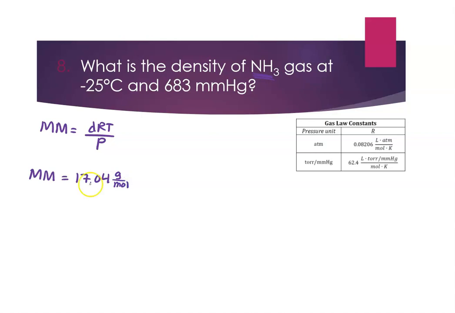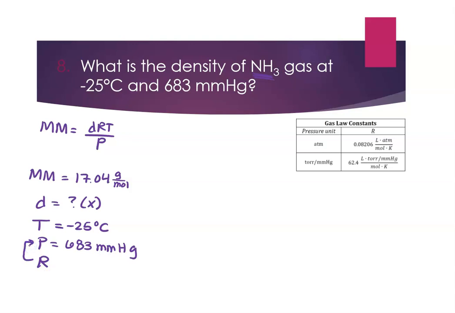And I find that to be 17.04. N is 14.01. Each hydrogen is 1.01. And so we add them all together and we get 17.04. All right, density is what I am solving for. It's my X. T, negative 25 degrees Celsius. P is 683 mmHg. And our R is based on mmHg, so it's going to be 62.4. Right, and then I do need to convert my Celsius temperature into Kelvin, so that's going to be 248 Kelvin.